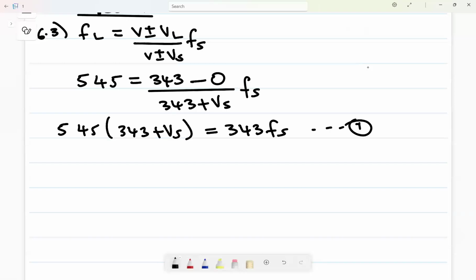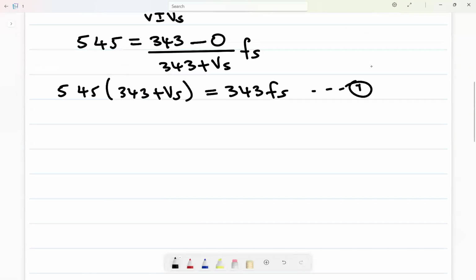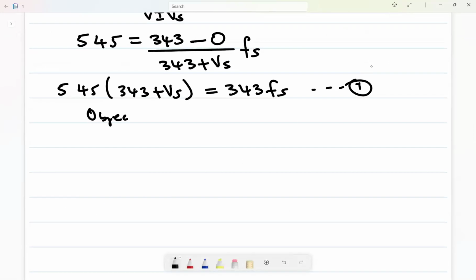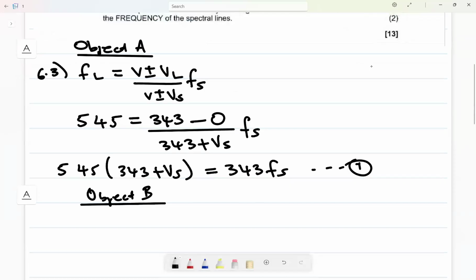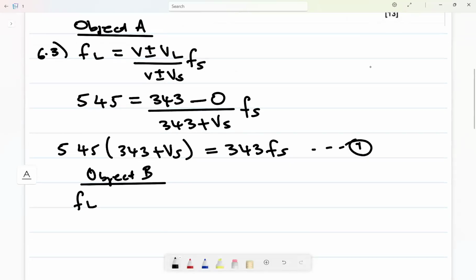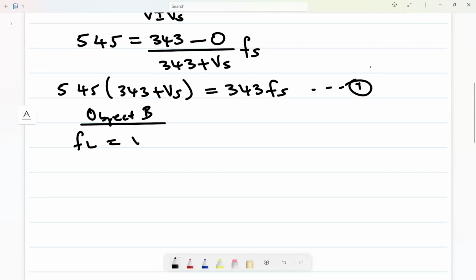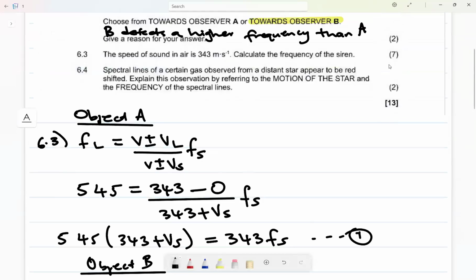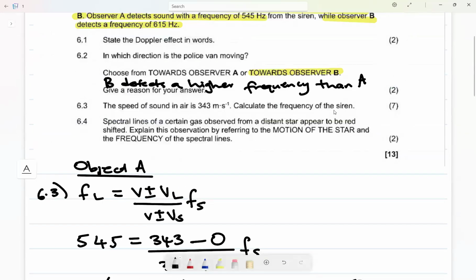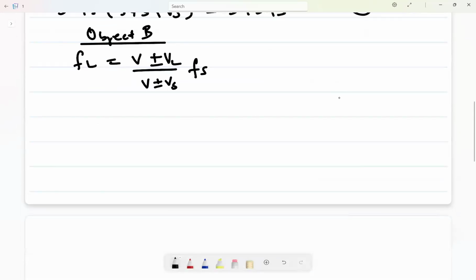Then for object B, they are moving towards object B. So it's going to be the frequency of the listener. Then it's going to be V plus or minus. We'll repeat the formula: V plus or minus Vs, frequency of the sound. VL detects how much object B is moving towards. Towards it is 615.